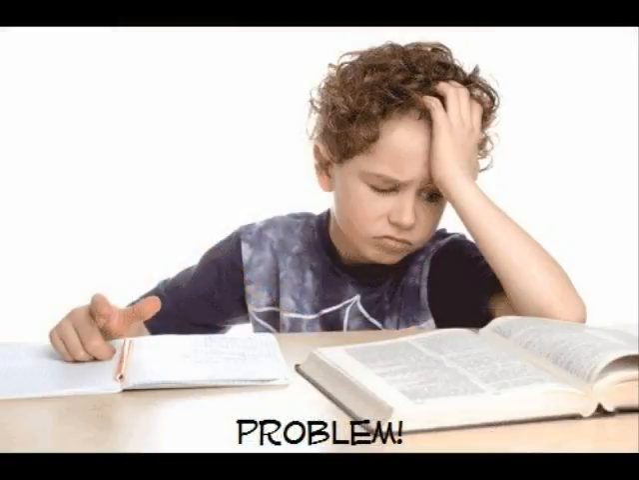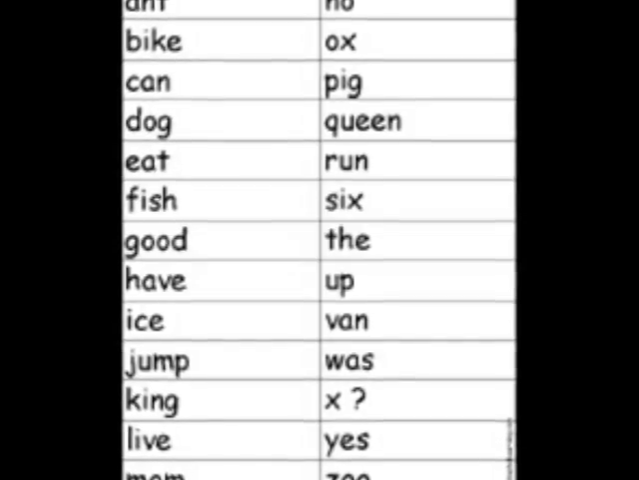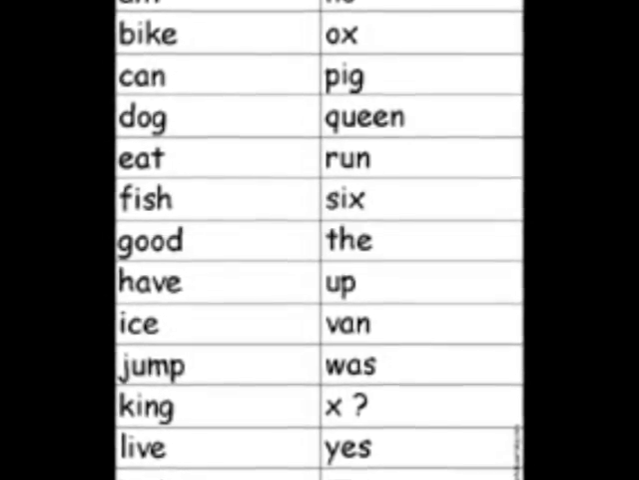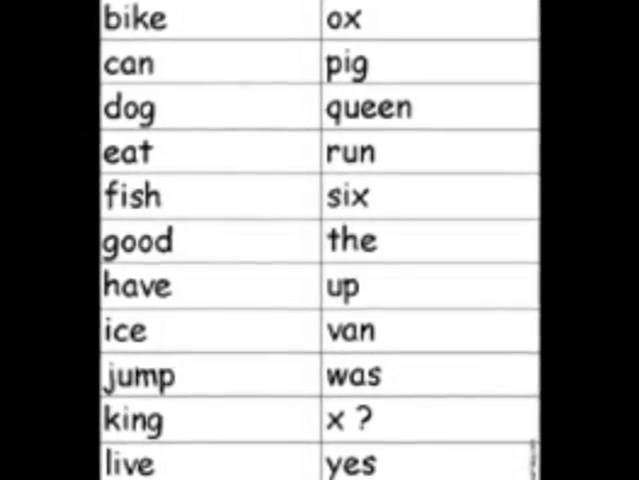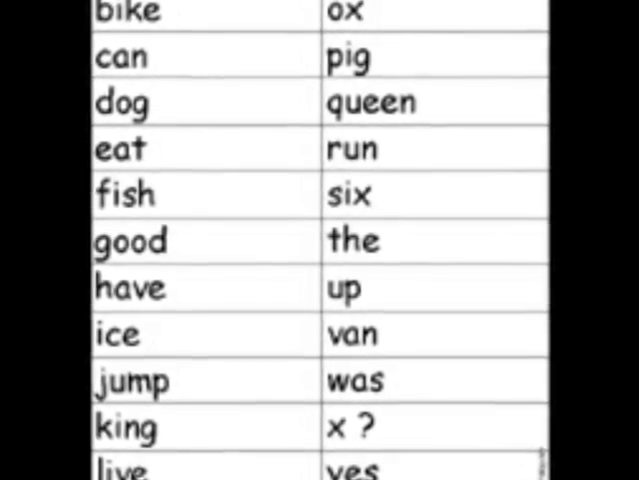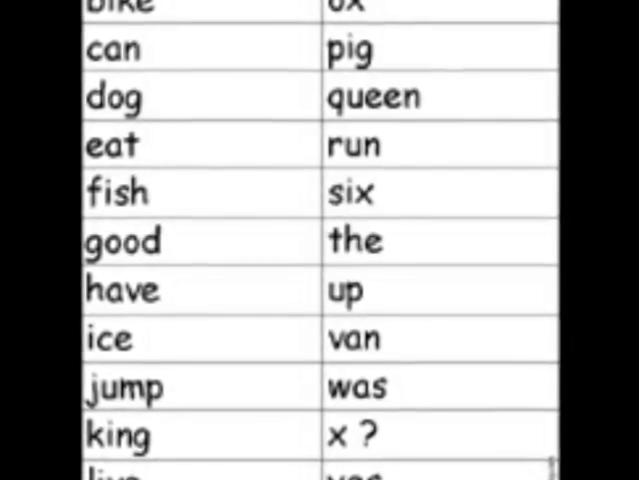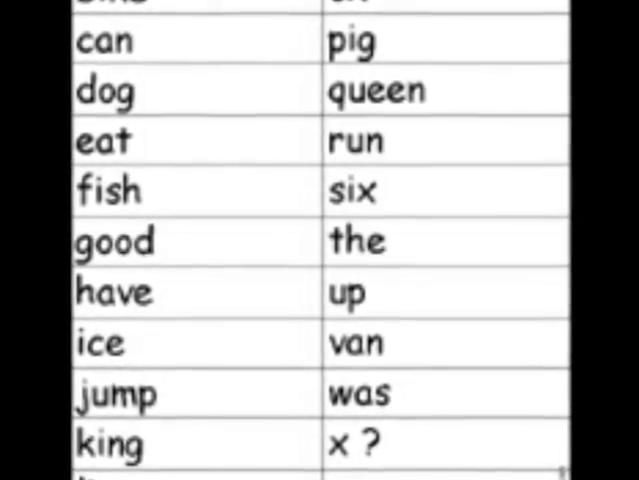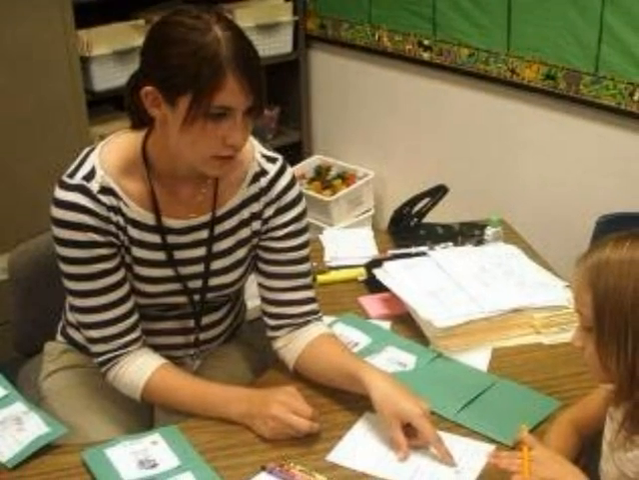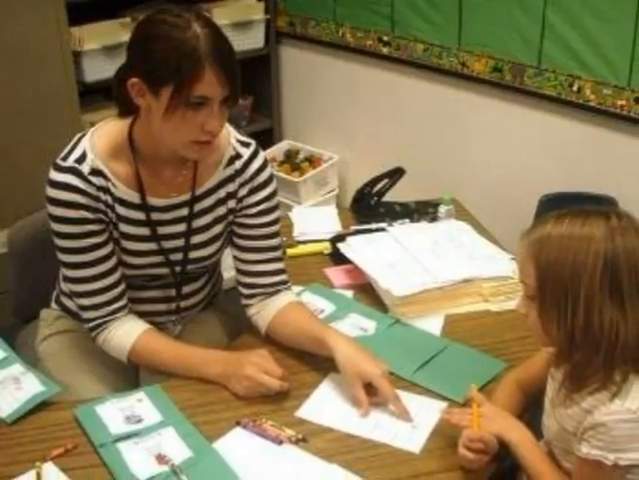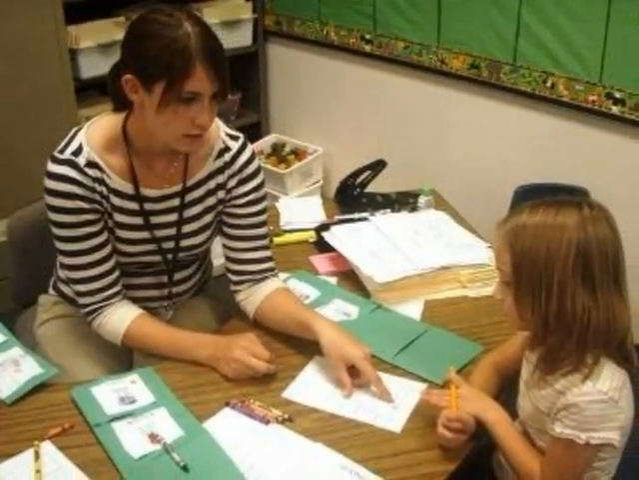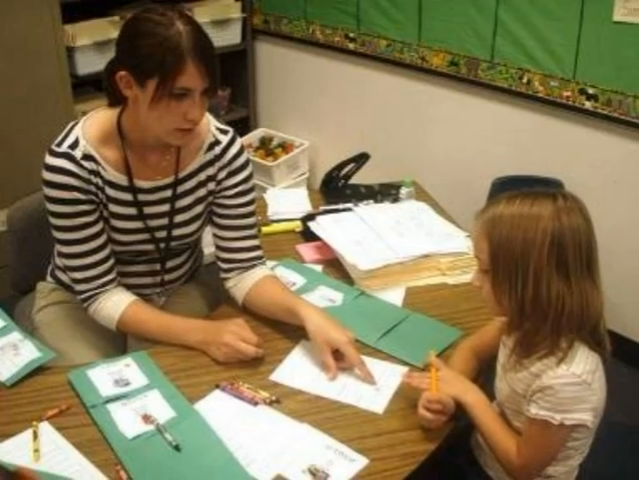Another problem that frustrates students is that they aren't able to decode one-syllable words. Here is a list of one-syllable words. These words can include ant, bike, can, dog, eat, fish, up, van, and zoo. It is important to involve students in making words, activities, and word ladder games. This will help the students be able to decode one-syllable words.